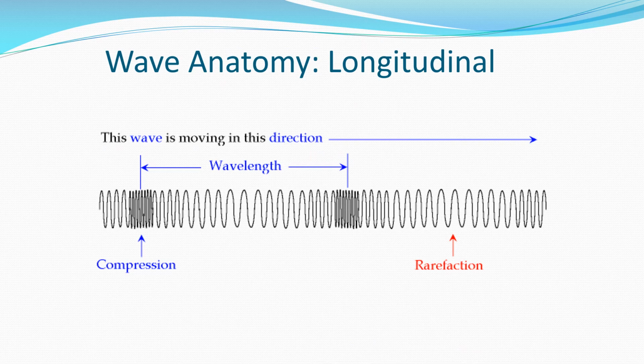For a longitudinal wave, it's easiest to measure from compression to compression. And then we can see the rarefaction. It's also very difficult to measure the amplitude for a longitudinal wave, so we don't usually give you a longitudinal wave and ask you to label and measure the amplitude. We could easily do that with a transverse wave, though.